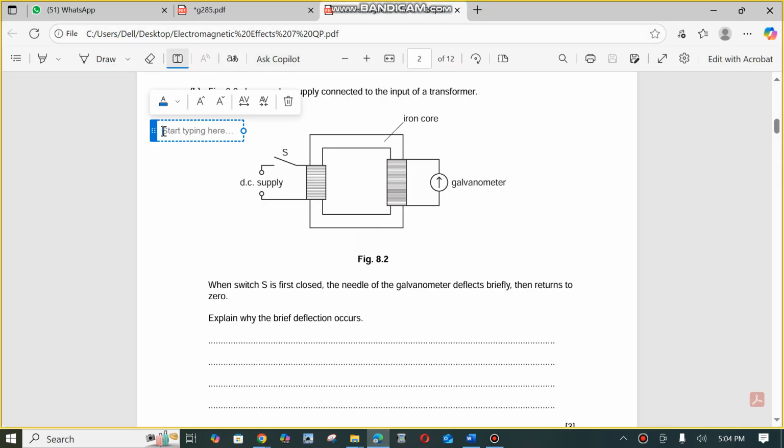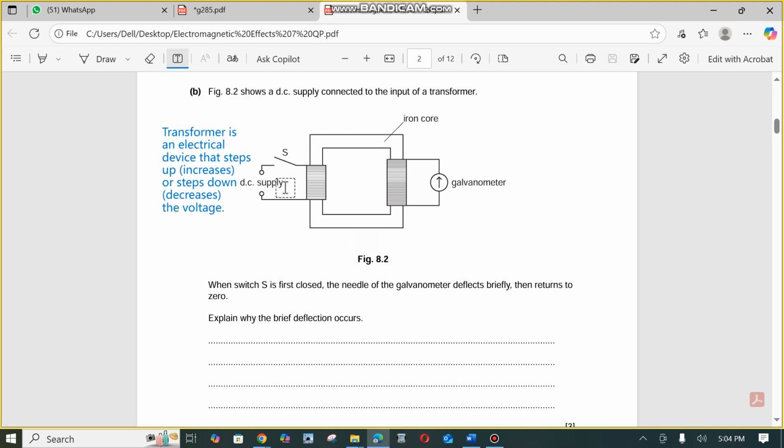So this is not the answer to the question, but I'm just writing the definition in order for you to recall. Transformer is an electrical device that steps up, which means increases, or steps down, which means decreases, the voltage.